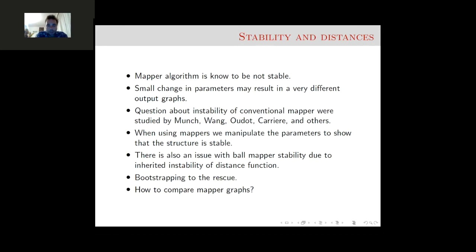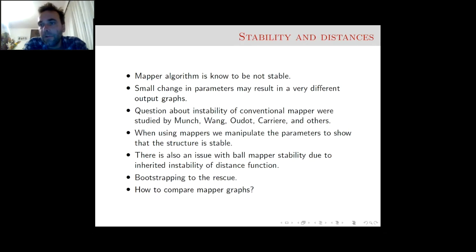So in order to believe that the structure returned by Mapper is really there, what we do is we typically allow to manipulate our parameters a little bit and visually inspect if the obtained graphs are similar. That's what we do. We already saw it in the case of node data. Ball Mapper is also non-stable, and it's really because the distance function is not stable in a sense.